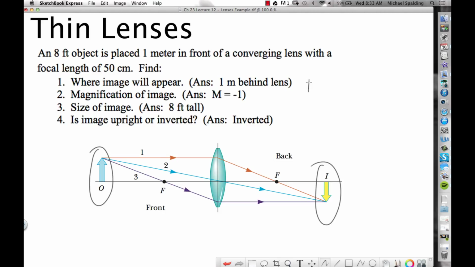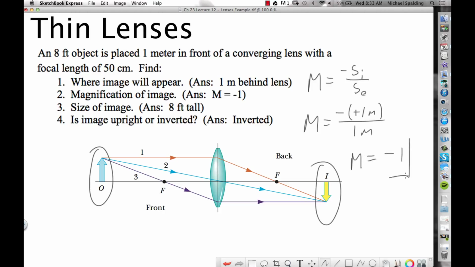Okay, magnification. Magnification is negative SI over SO. So negative, our image distance came out as positive 1 meter, and the object distance was 1 meter. So the magnification comes out as negative 1. What is this telling us? What does that negative mean? Inverted. See right here? That's what we get.